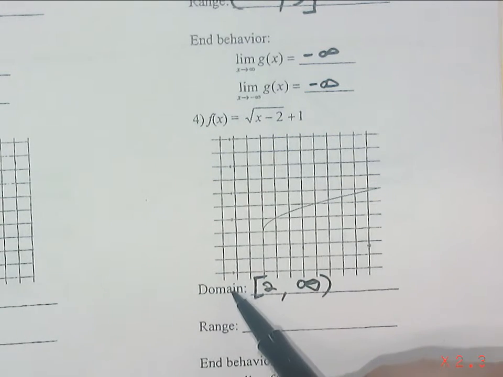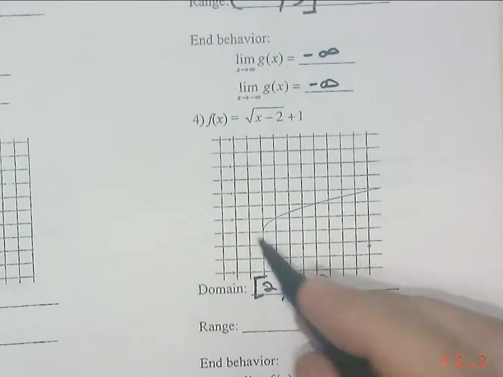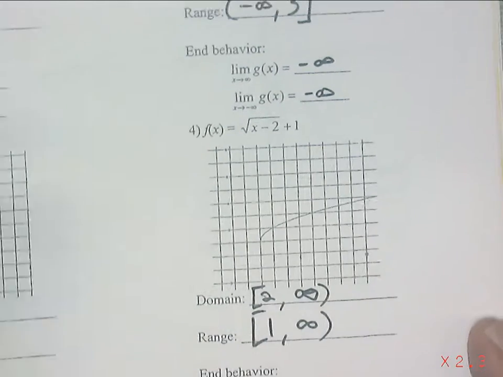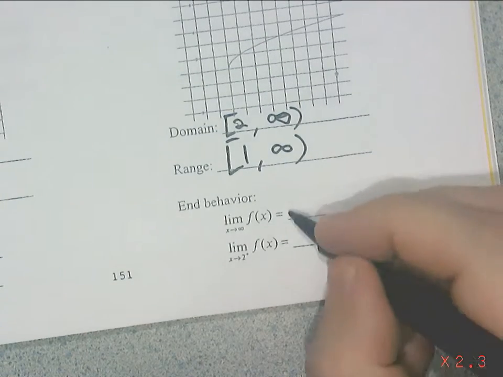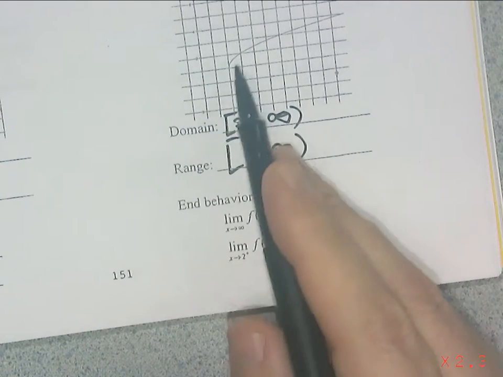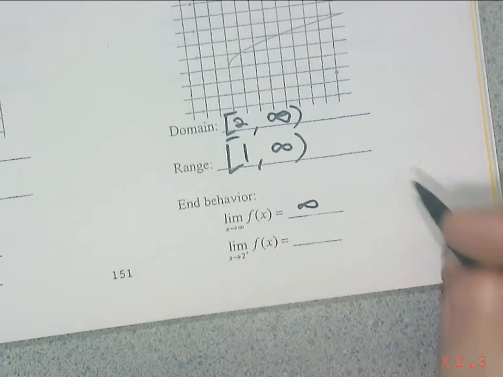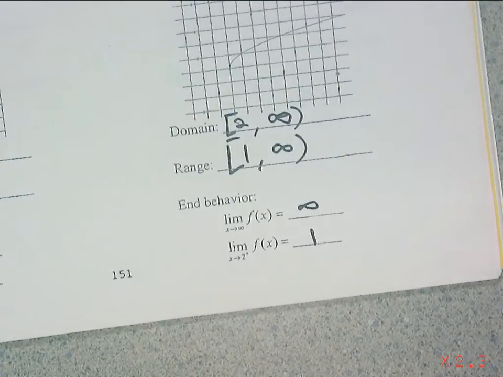Range looks like the greatest y value would be 1. So 1 to positive infinity, because it's going up forever. Now end behavior, as x goes to positive infinity, y is also going to positive infinity. As x goes to 2, because that's where my line starts, right? My y value would be 1. And that's basically all you're doing for domain and range.